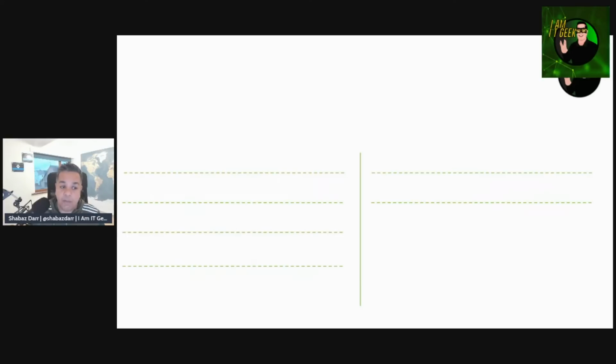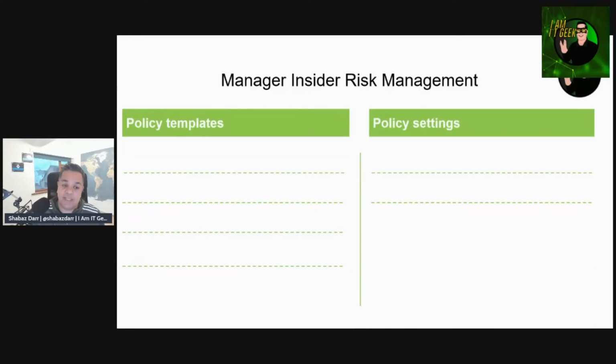I want to move on to talking about managing insider risk management. For that, we have two things: policy templates or policies, and policy settings. Insider risk management policies that use the data theft by departing users policy template automatically detect activities typically associated with this type of theft. With this policy, you'll automatically receive alerts for suspicious activities associated with data theft by people who are leaving the business, and you can then take appropriate investigative action.